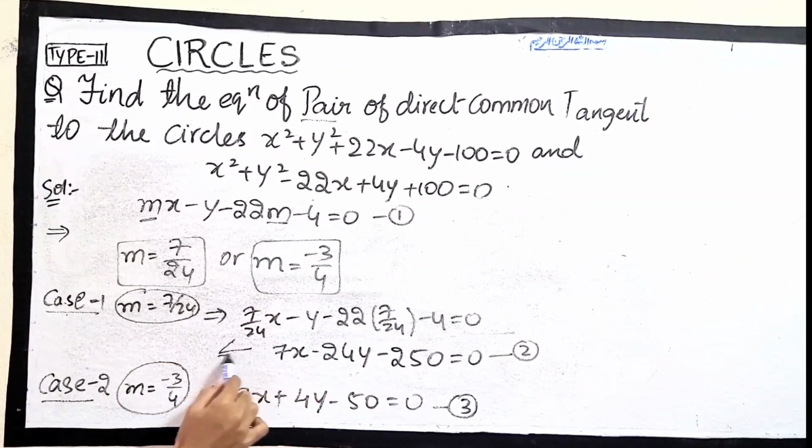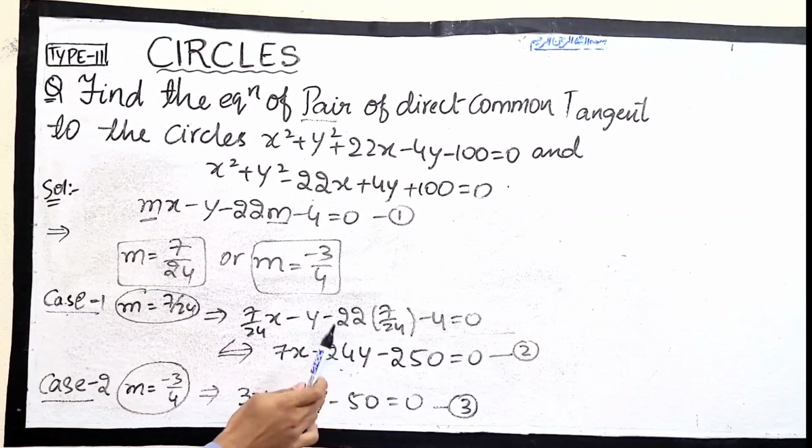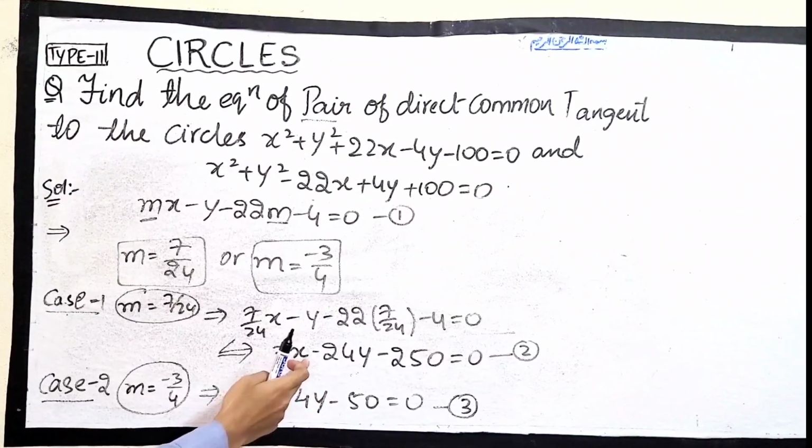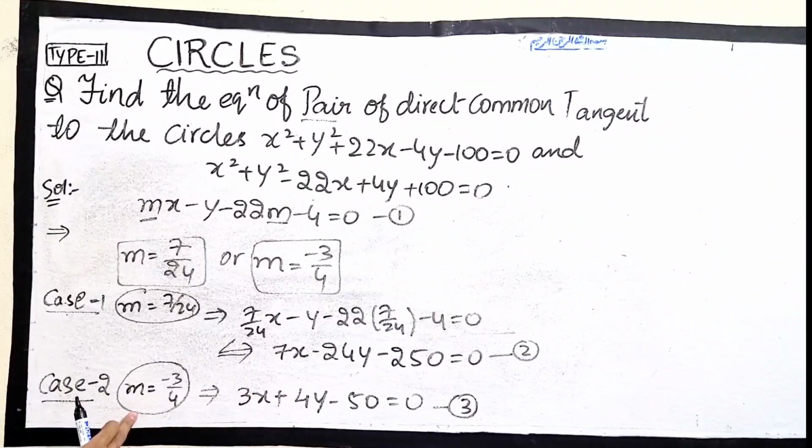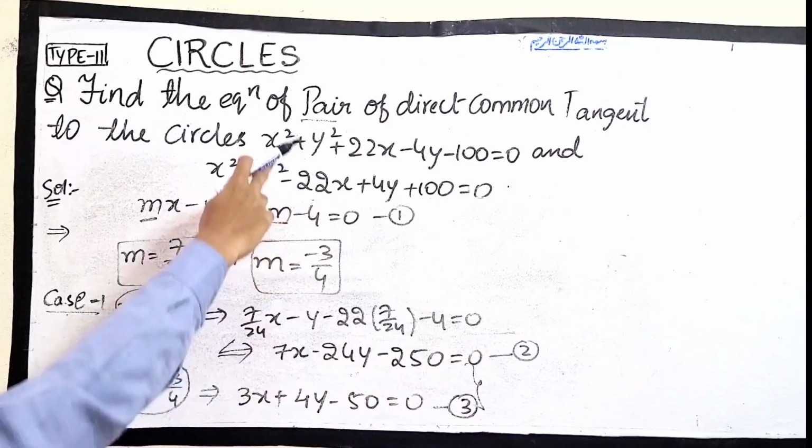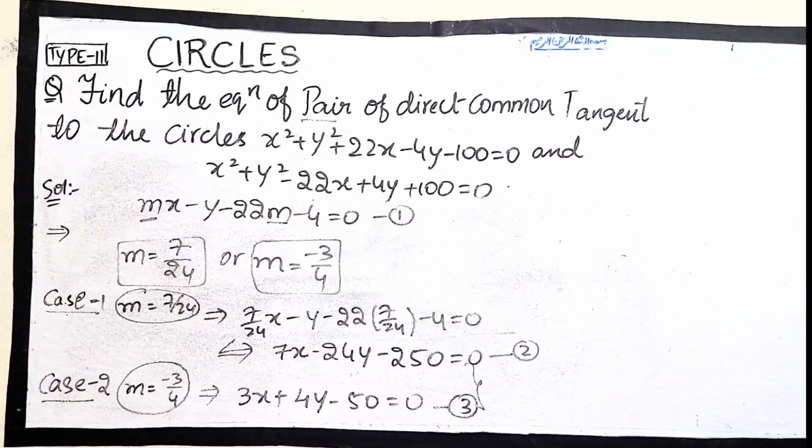So after simplification, I got equation 2, which is the first tangent of that circle, right? So equation 2 is a tangent which is a line, and for case 2 we have to substitute minus 3 by 4 instead of m. So after simplification I got equation 3. So these equations 2 and 3 are the pair of common tangents to the circles given to us.